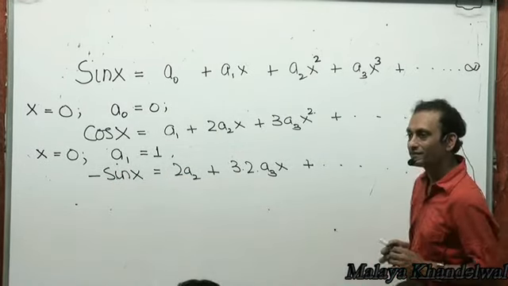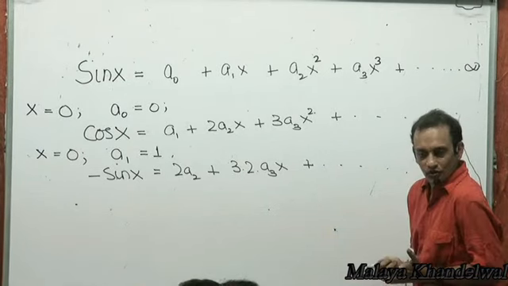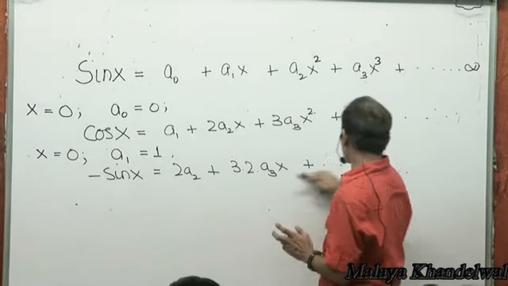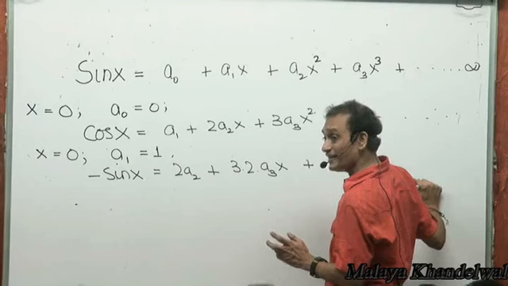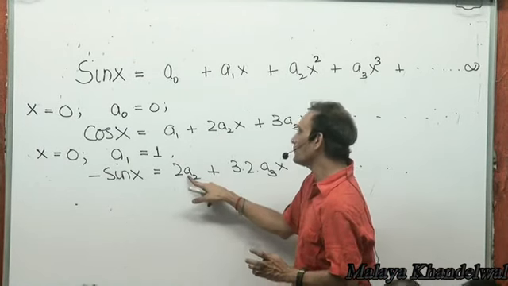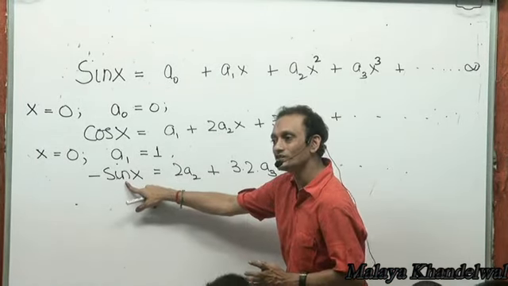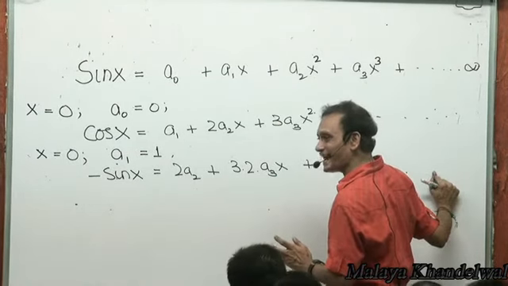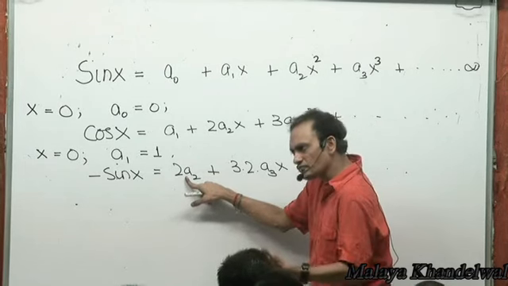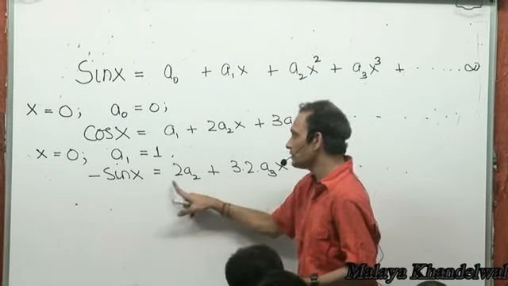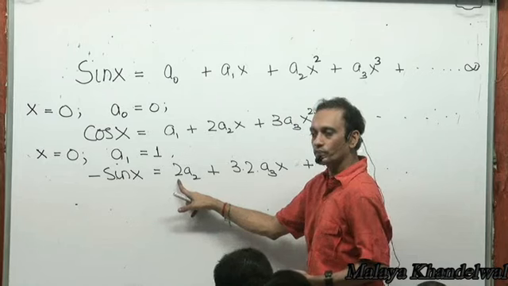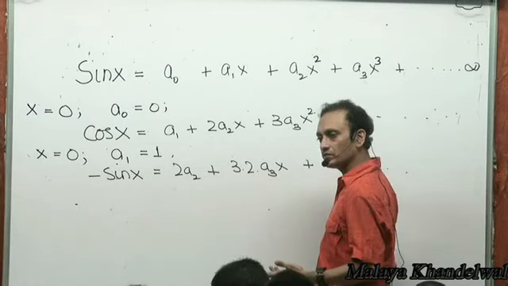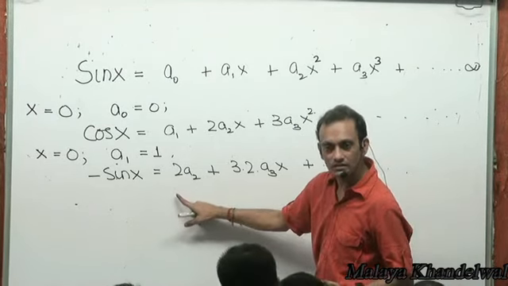This is what I get. Plug in x equal to 0 again. The other terms contain x, so they will vanish anyway. You get a2 equal to 0 again, isn't it? Because these terms would vanish. The rest of the terms contain x. This one is deprived of x. So plug in x equal to 0 again. So 0 equals 2a2 plus 0. So a2 turns out to be 0.